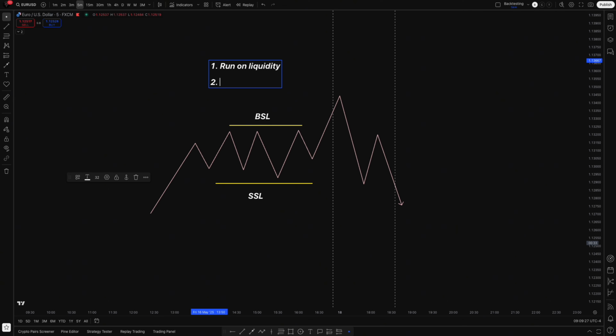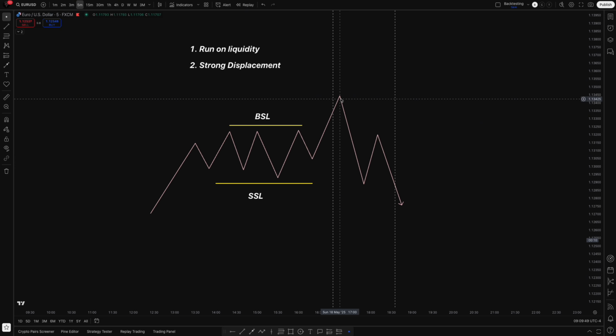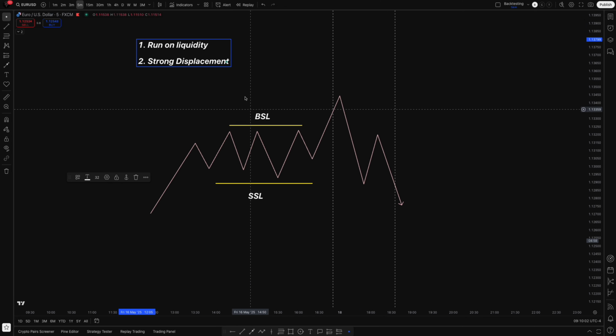The second thing we're looking for is a strong displacement. Now, what is displacement? Displacement is a quick and impulsive move in the opposite direction of the initial trend. So for example, here we had a bullish trend and then the price displaces to the downside, and this is an impulsive move opposite of the trend, okay? And these strong displacements should lead to a market structure shift.